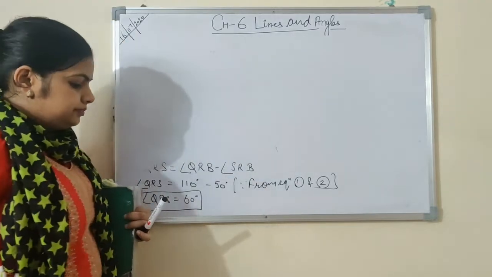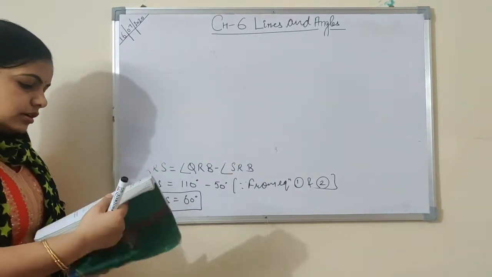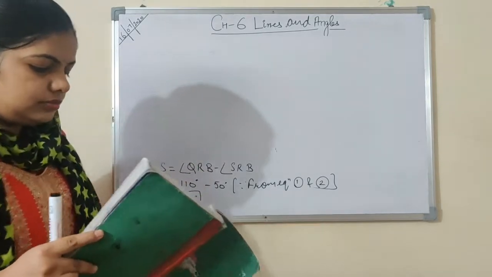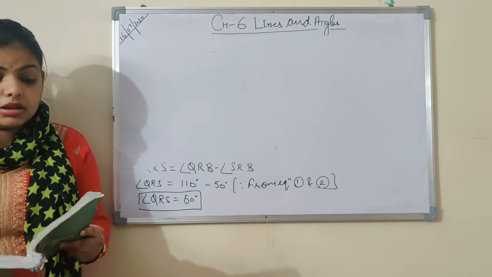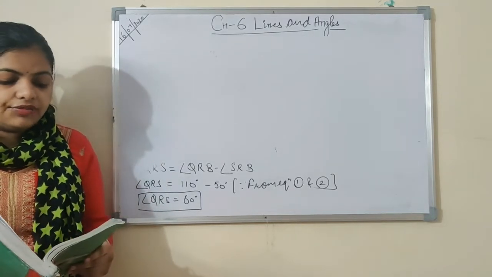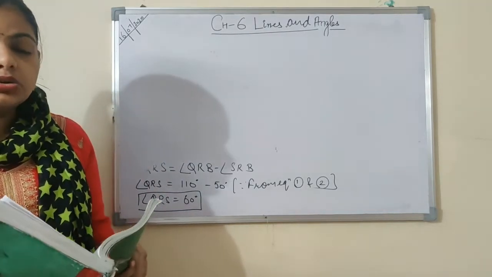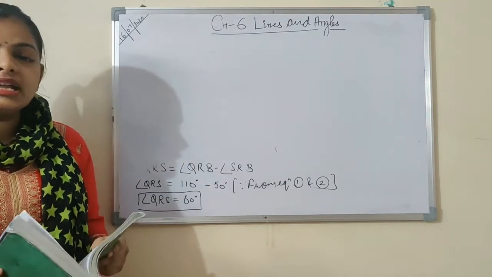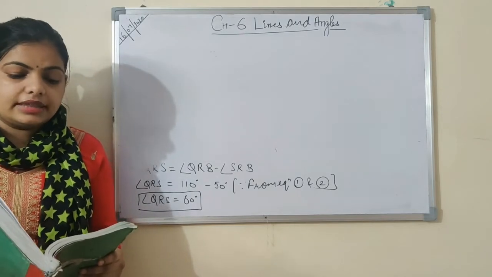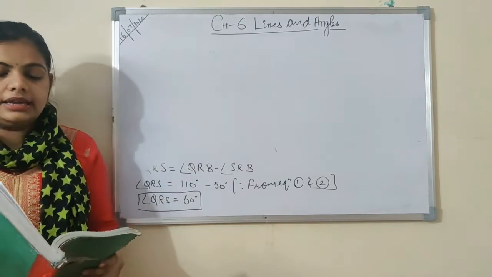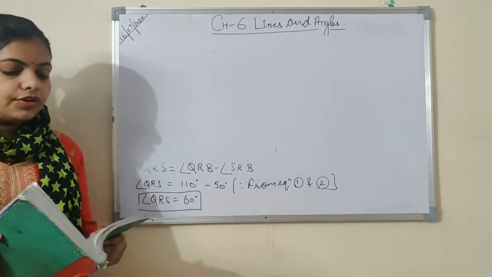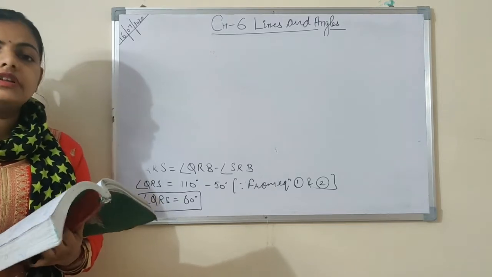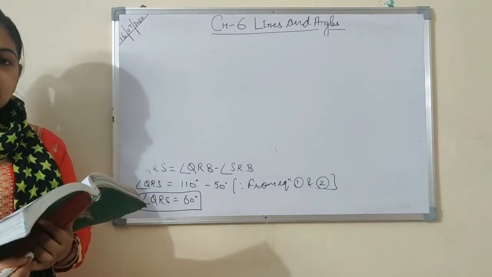Okay. Now, I'm starting with the example that we need to solve today. Okay. So, example number 1 is, if a transversal intersects two lines such that the bisectors of a pair of corresponding angles are parallel, then prove that the two lines are parallel. Now, for this question, no figure is given. We have to draw it ourselves. So, first we will be drawing the figure according to the given condition.